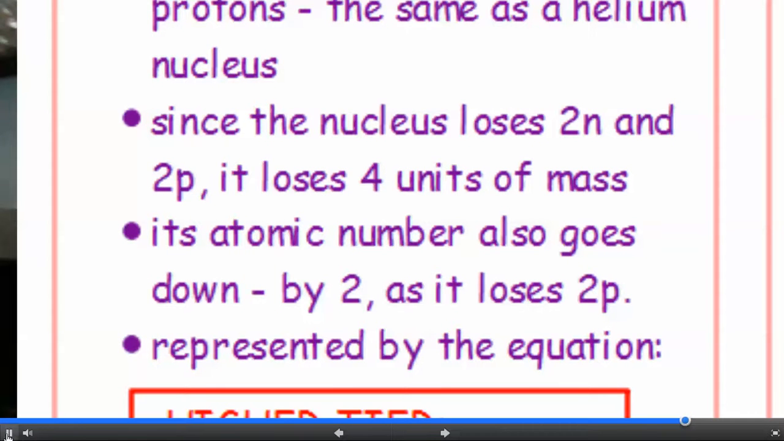Now, when an alpha particle is emitted, the nucleus loses 2 neutrons and 2 protons, so it loses 4 units of mass. So its atomic mass will go down by 4. And its atomic number also goes down by 2 because it loses 2 protons.